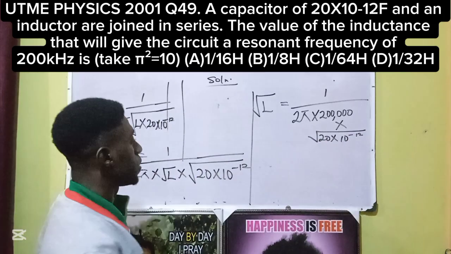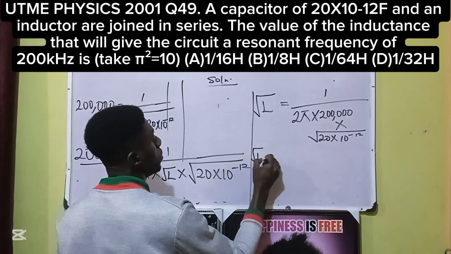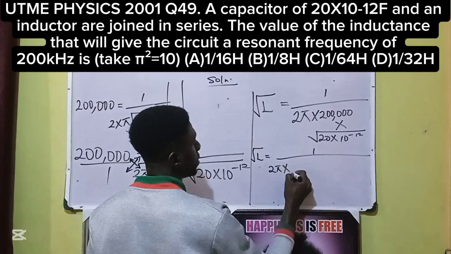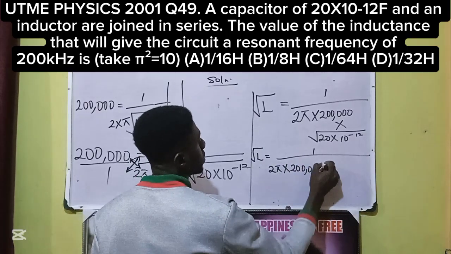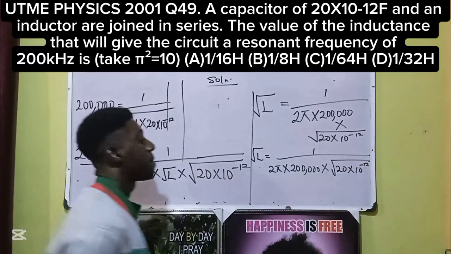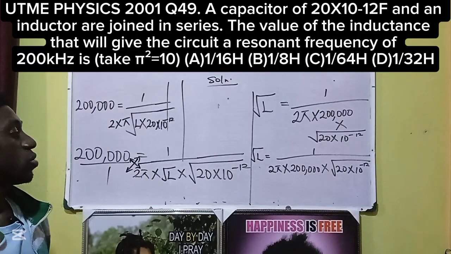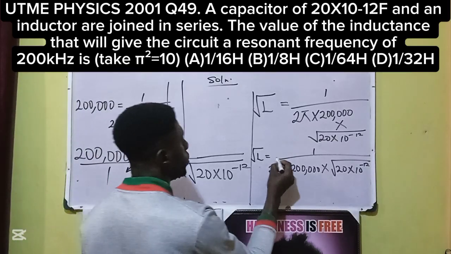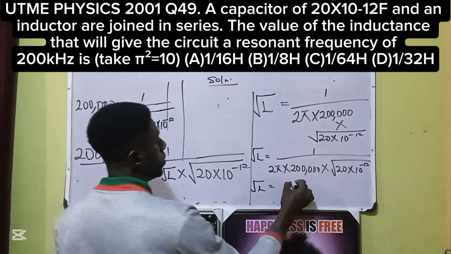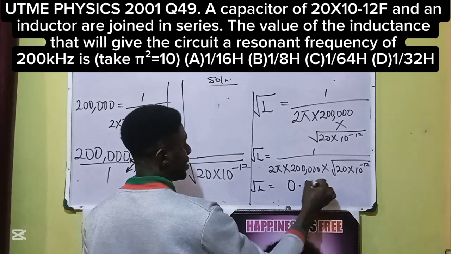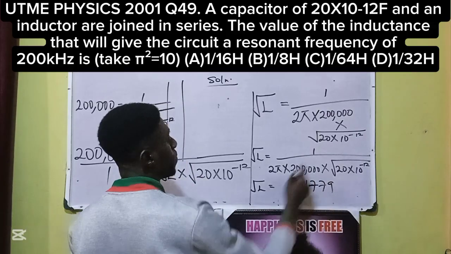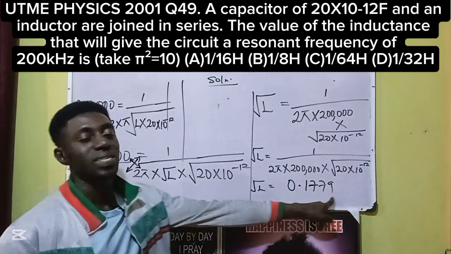Let me make a better arrangement of this. So I'll be having the square root of L is equal to 1 over 2 pi times 200,000 times the square root of 20 times 10 raised to power minus 12. Observe, when you do this arithmetic and solve everything here, you'll be having 0.1779 to 4 decimal places.